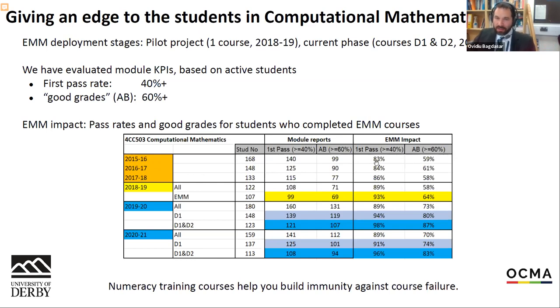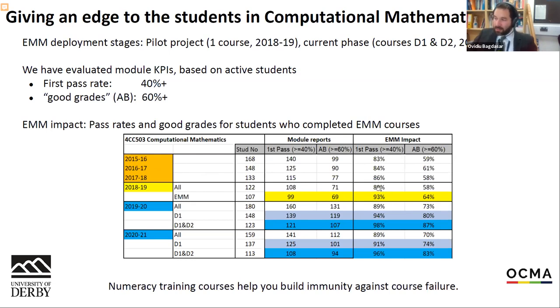I was looking after the students. I was providing them with lots of support. The number of good grades was about 58, 59, 60%. Then after the first deployment, this was through a website, it was not really ideal. It was just an off-the-shelf course.